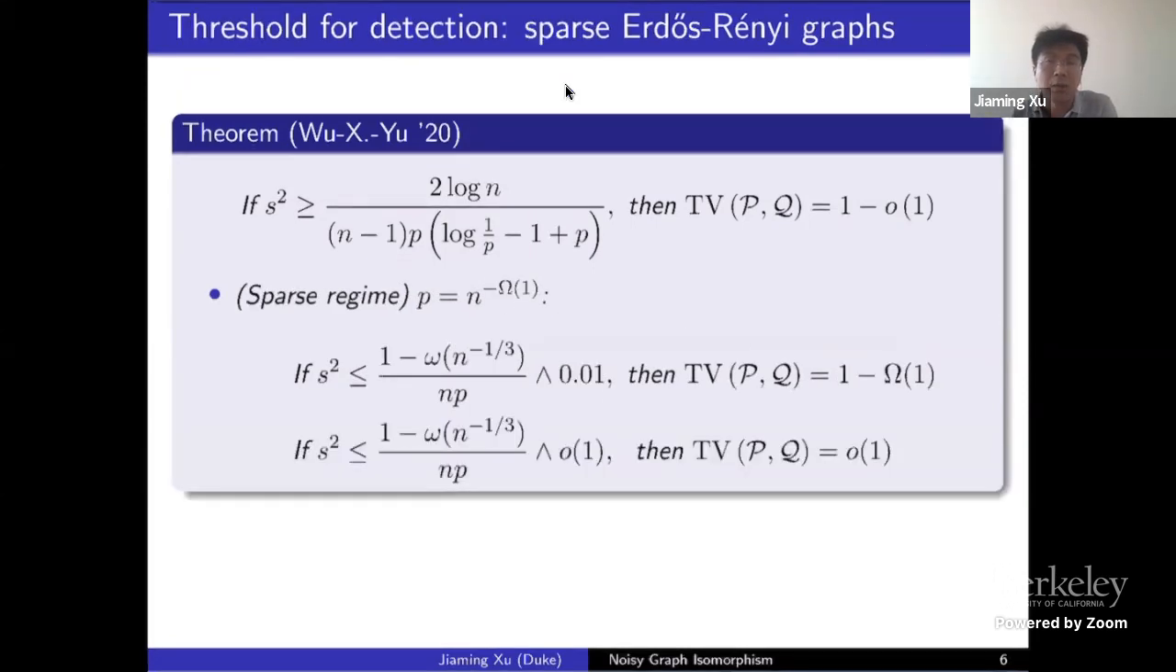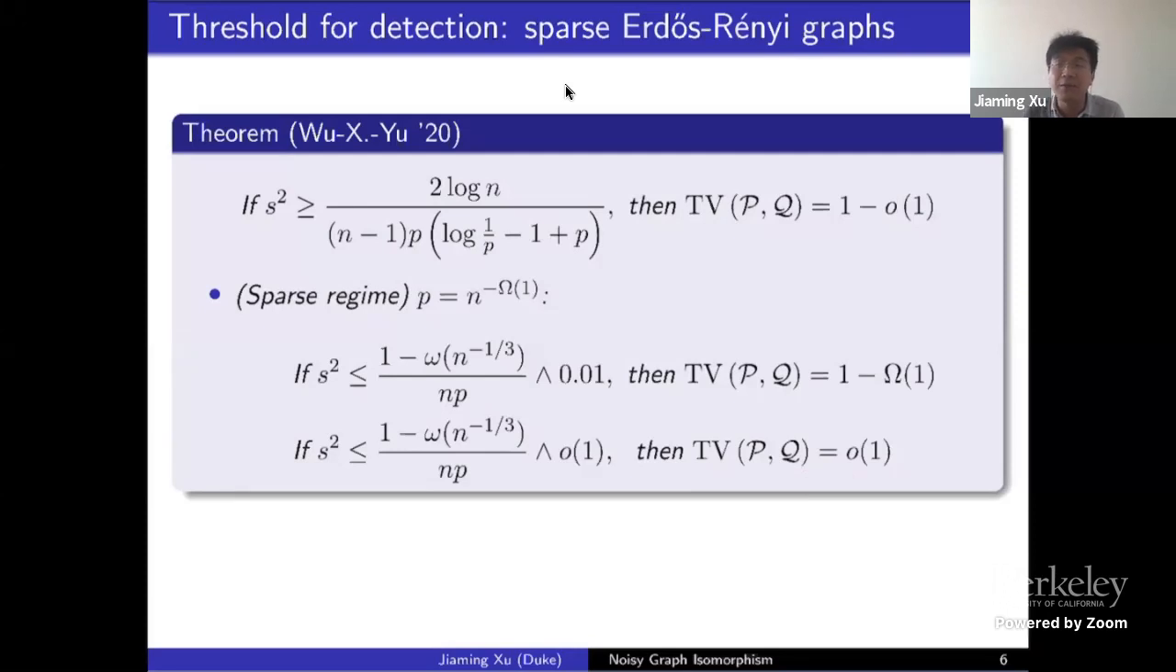We also obtain similar results for the sparse regime, but the picture here is slightly less clear. We still have the positive results that I stated earlier, but for the negative results in the sparse regime, we focus on p scaling as n to the power of minus a constant. Then we show that if s squared is less than roughly the minimum of 1 over np and 0.01, then the total variation distance is bounded away from 1. Furthermore, if s squared is less than the minimum of 1 over np and a little o of 1, then the total variation distance converges to 0.